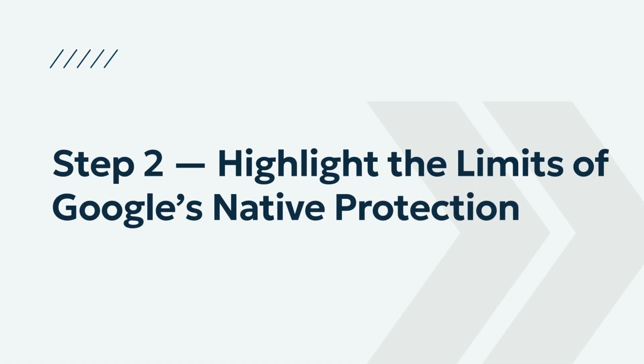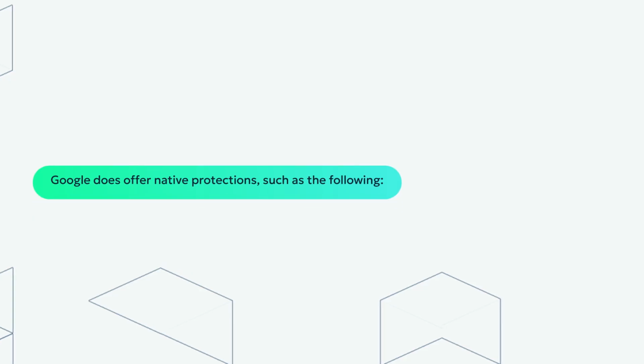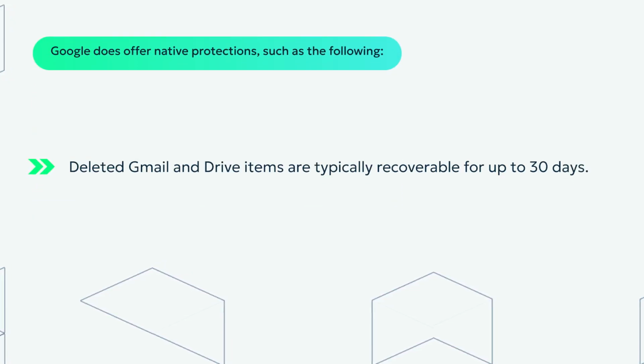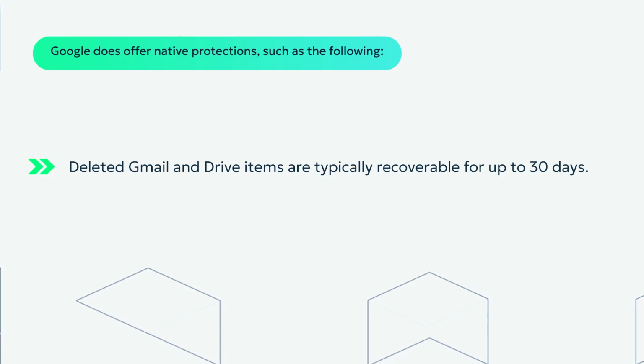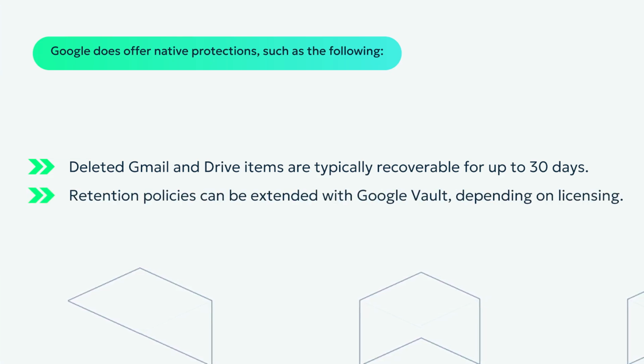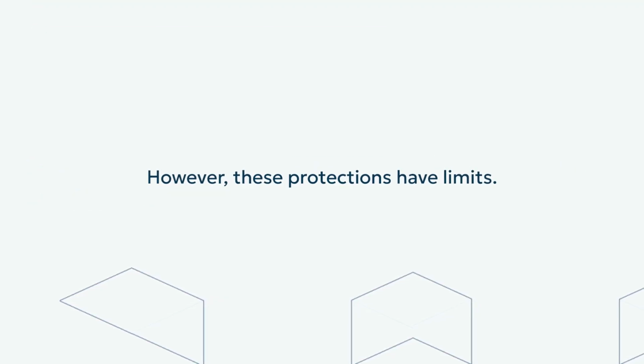Step 2. Highlight the limits of Google's native protection. Google does offer native protections, such as the following. Deleted Gmail and Drive items are typically recoverable for up to 30 days. Retention policies can be extended with Google Vault, depending on licensing. However, these protections have limits.